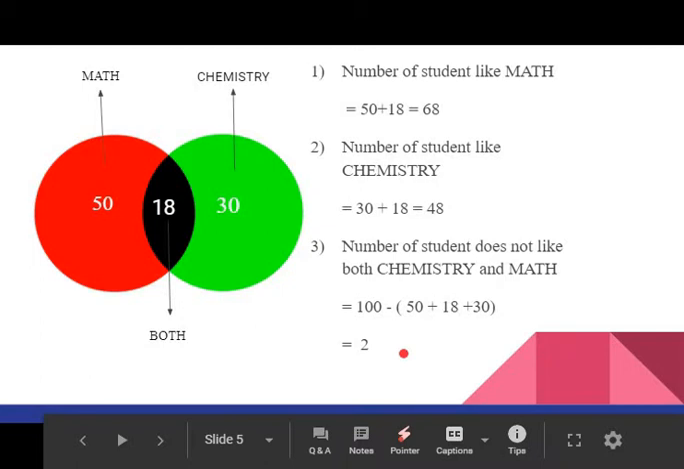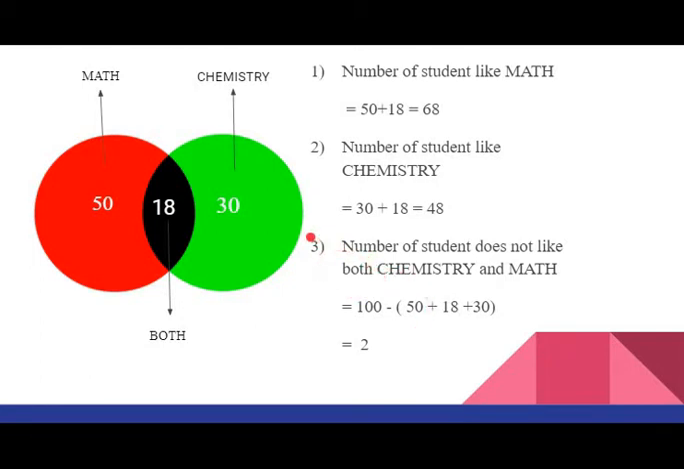In these types of questions, sometimes they ask for the number of students who like either math or chemistry. So the answer for this question is the number of students represented in the red area and the green area, because the question mentions students who like either math or chemistry, they do not want the number of students who like both subjects. So the answer will be 50 plus 30, that is 80.